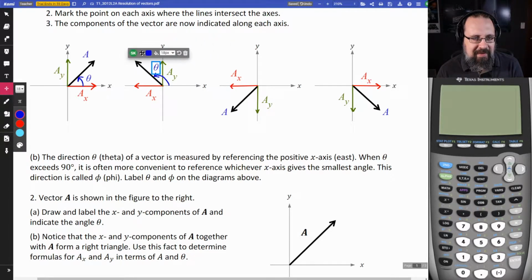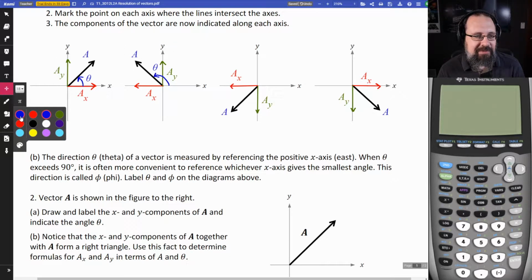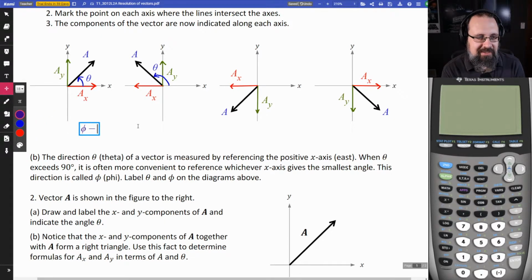Now referencing phi, to reference phi, you need to go to whichever x-axis is nearest to the vector. And so you'll notice in this first case, phi and theta are the same. So I'm just going to make a little statement down here that says phi is equal to theta.